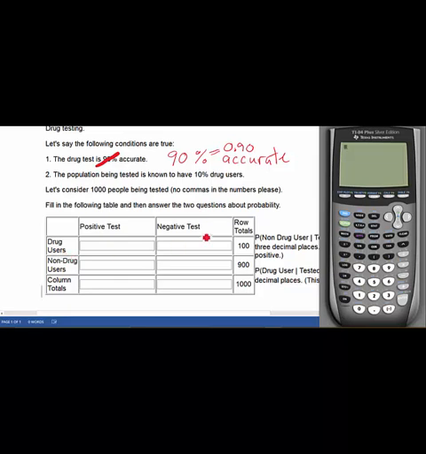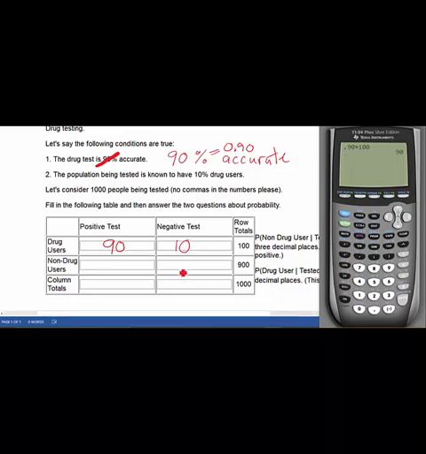So the first row, I've already determined for you that there's 100 drug users out of 1,000 people. So in the first row, it says a drug user. If you're a drug user and the test is 90% accurate, then 90% of the 100 people would test positive. So on my calculator, if you're not sure of the math, you do 0.90 times 100. So the drug test would catch 90 of the 100 drug users, but 10 of them would have a negative test, meaning they kind of escaped a little bit. They didn't get caught.